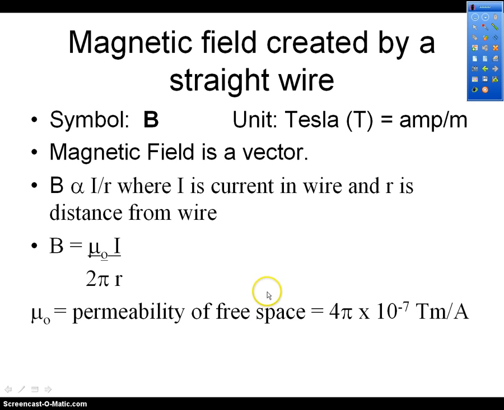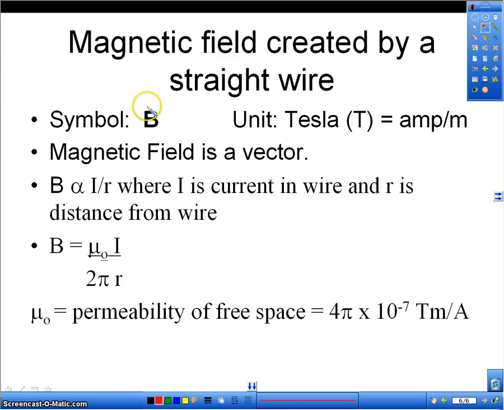Alright, how we can calculate this magnetic field. First of all, the symbol we use for magnetic field is the letter B. It is a vector, so it would have a vector symbol over the top of it. But again, remember, I can't do that with a PowerPoint, so I usually just do bold print. The unit is called a Tesla. That's an amp per meter.